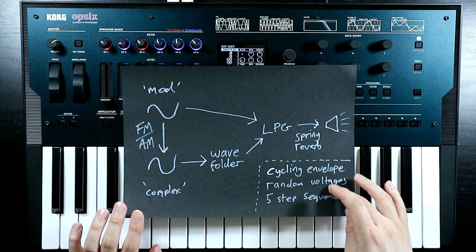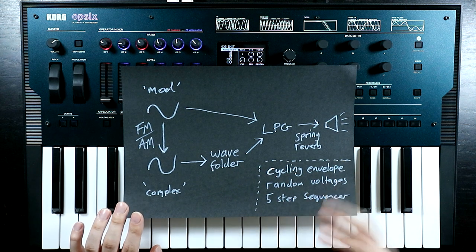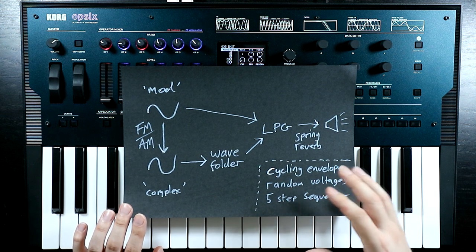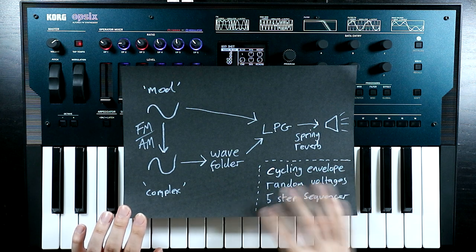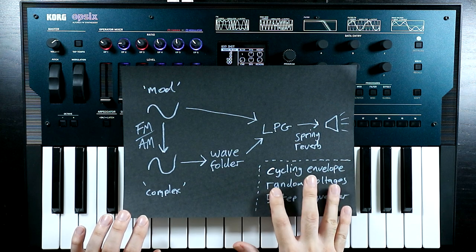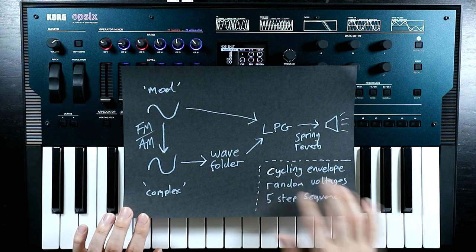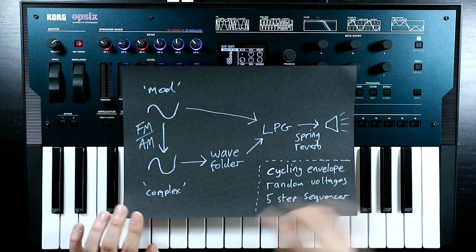The LFO on the Opsix is fully featured, has a number of different random settings, both stepped and slewed. So that's easy, and we can experiment with different types of random sources as well, which is good.